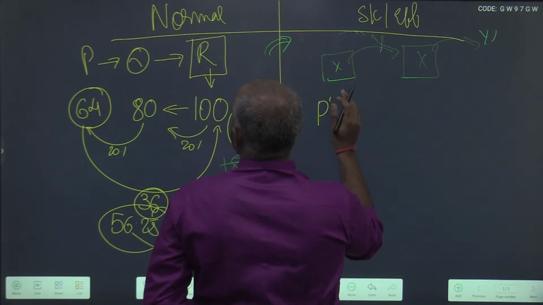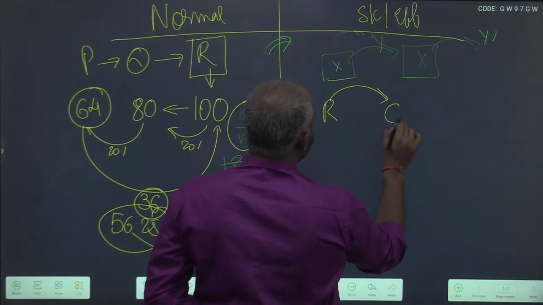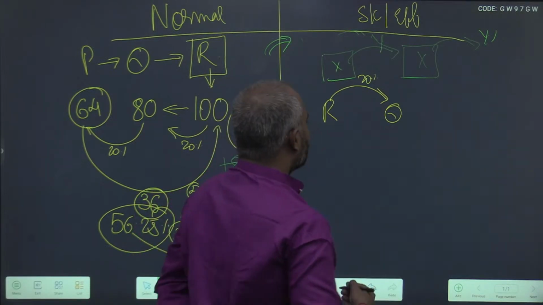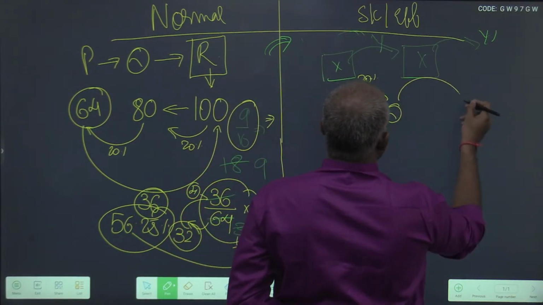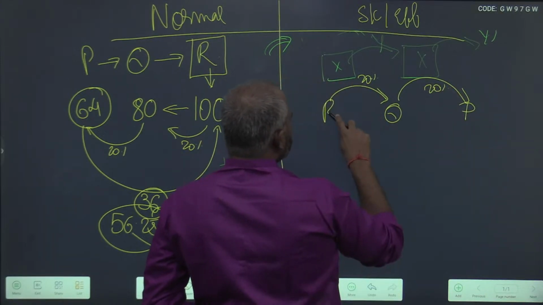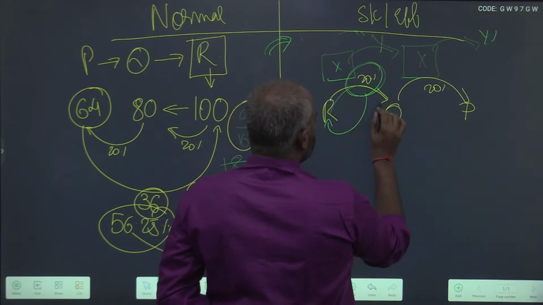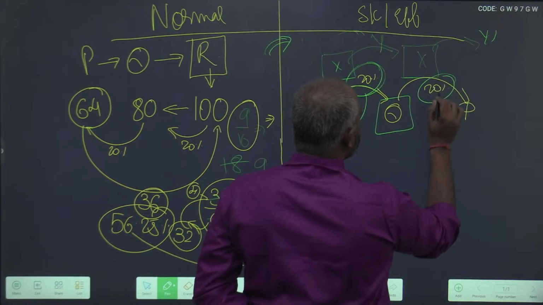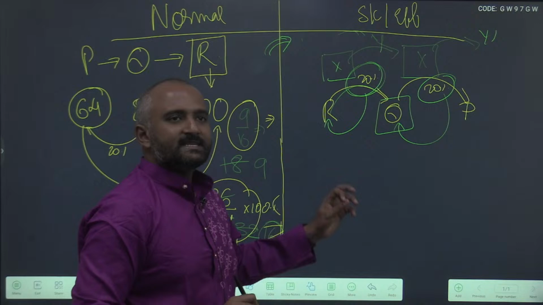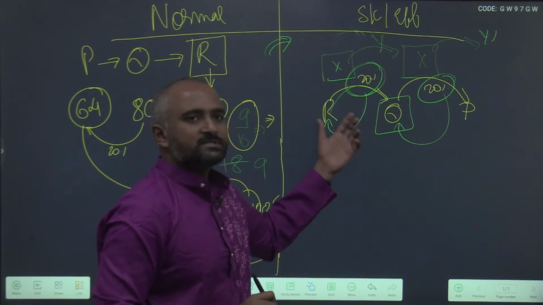Q is 20% less than R. Next, P is 20% less than Q. You see, for this 20% the base is R. It has changed to Q, and for this 20% the base is Q. So there is a change in bases. So this is the same as how you do successive percentage.